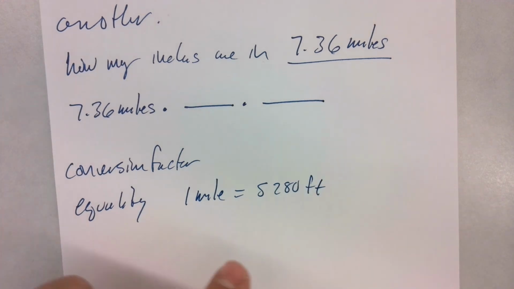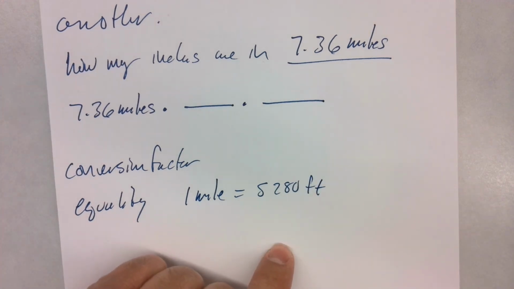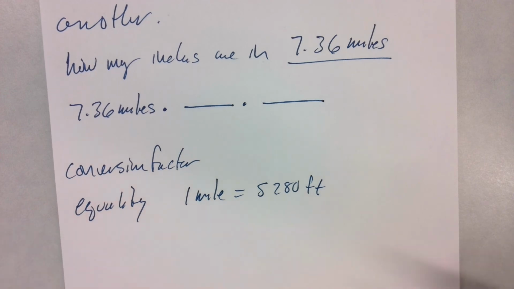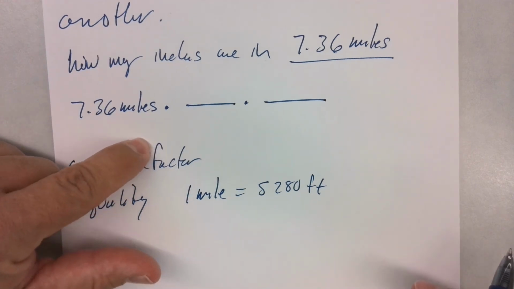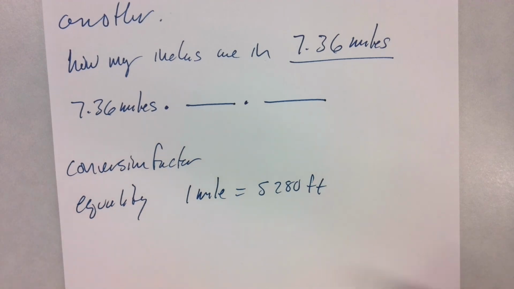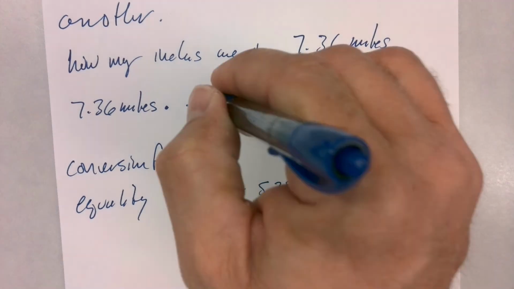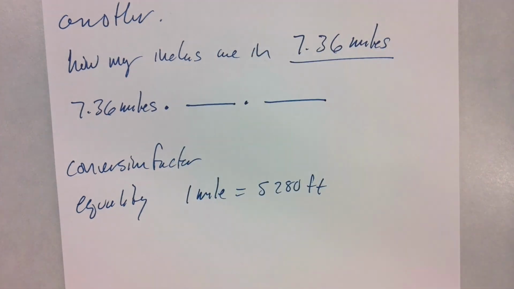Okay? That's an equality. Now I'm going to take that equality and turn it into a conversion factor by writing it as a what? Anybody know? As a fraction. Now, how will I want to write that in order to be able to use it in that problem? Anybody know? Did you put the 1 mile on the denominator?